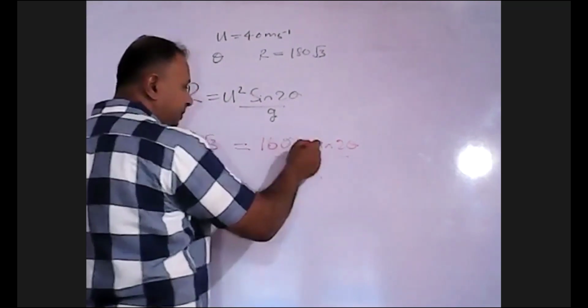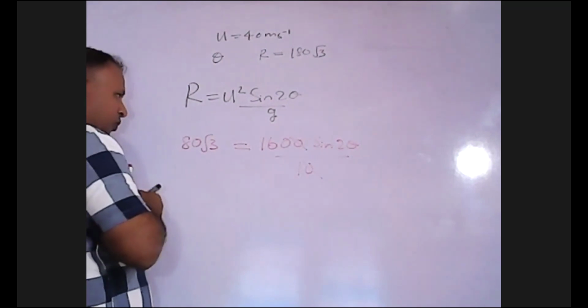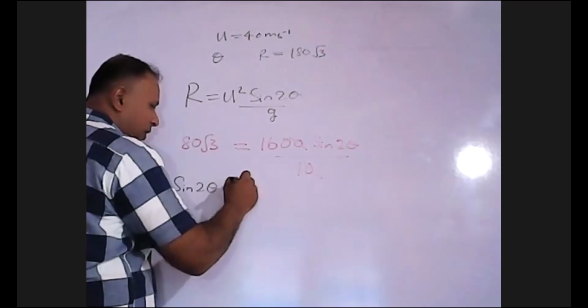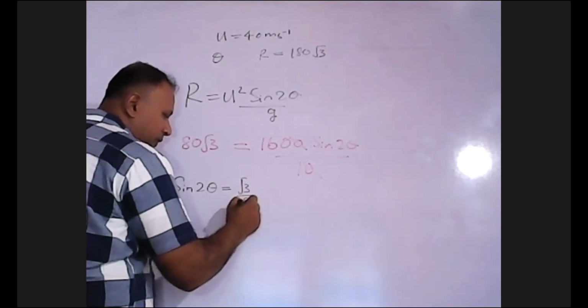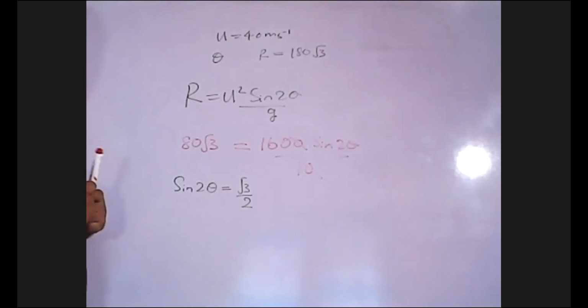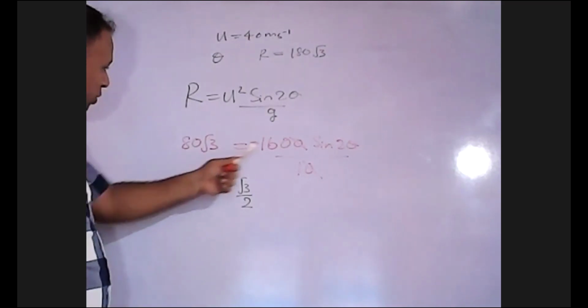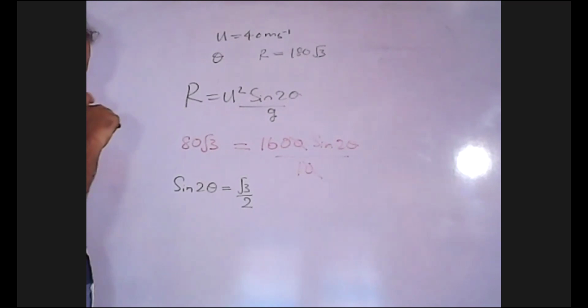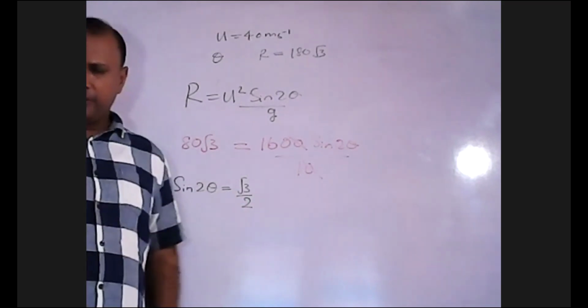So this one will be cancelled out. Therefore, sin 2 theta is equal to root 3 over 2. So you know this one.